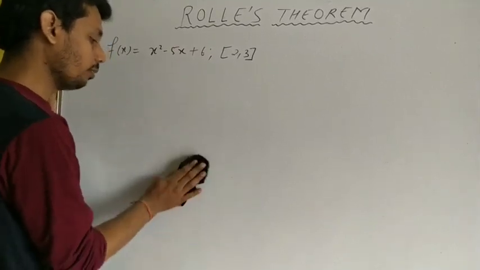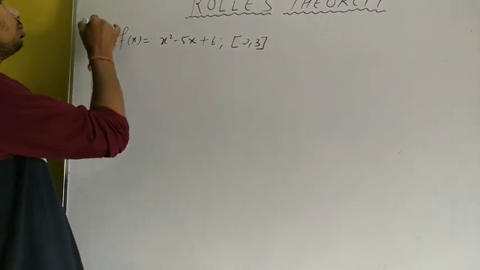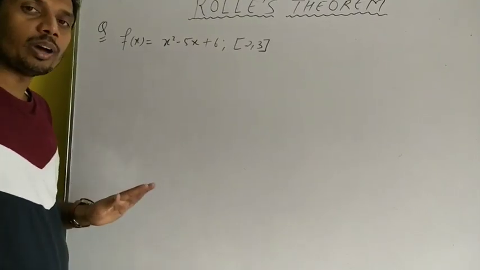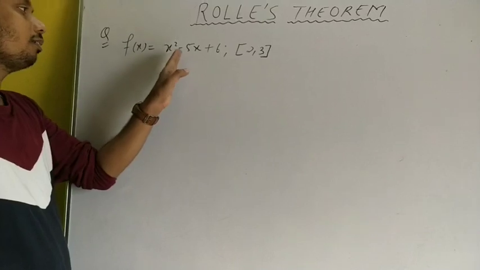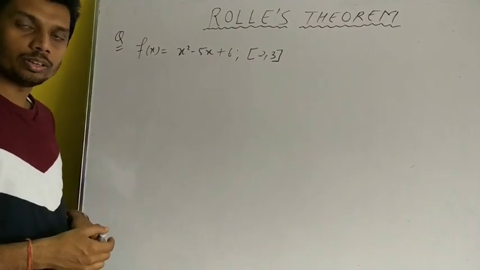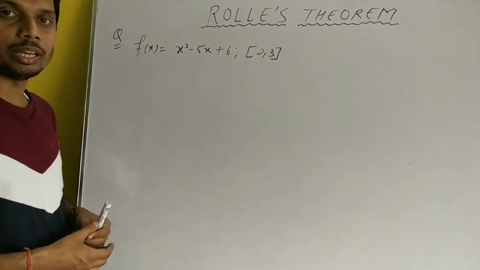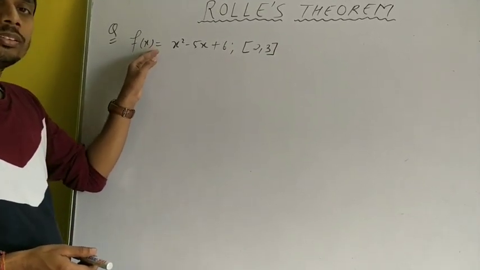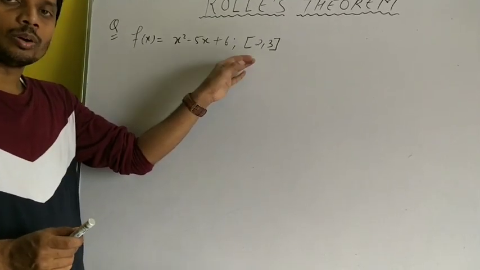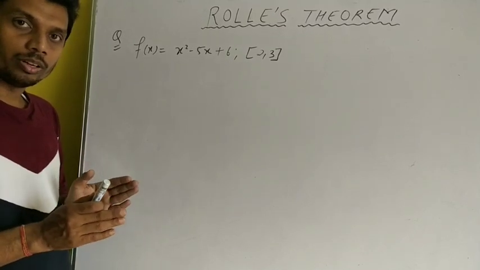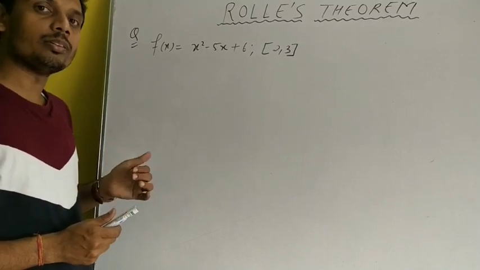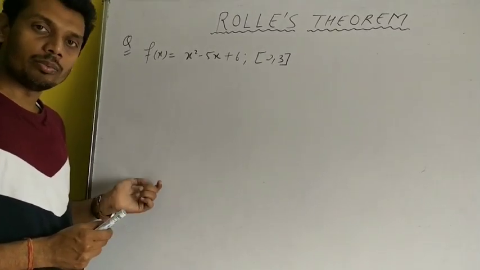Now let us see this question. These types of questions are generally asked in your CBSE exam. Verify Rolle's theorem for the function f(x) equals this, defined in the closed interval 2, 3. As we have discussed in the definition itself, it was given that f(x), defined on some closed interval, holds Rolle's theorem if the given function is continuous in the closed interval a comma b, if it is differentiable in the open interval a comma b, and f(a) is equal to f(b).